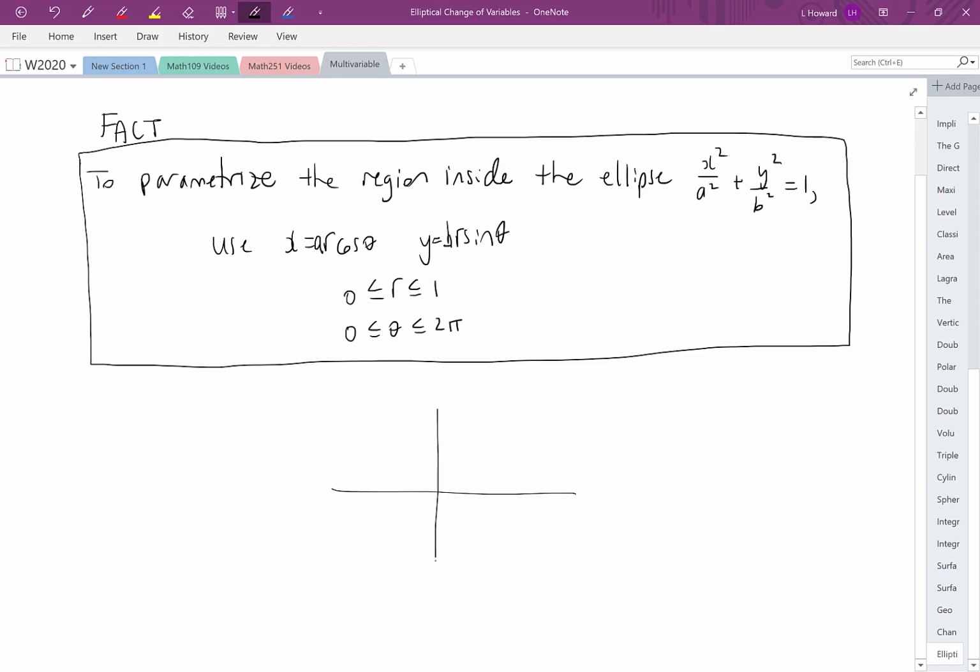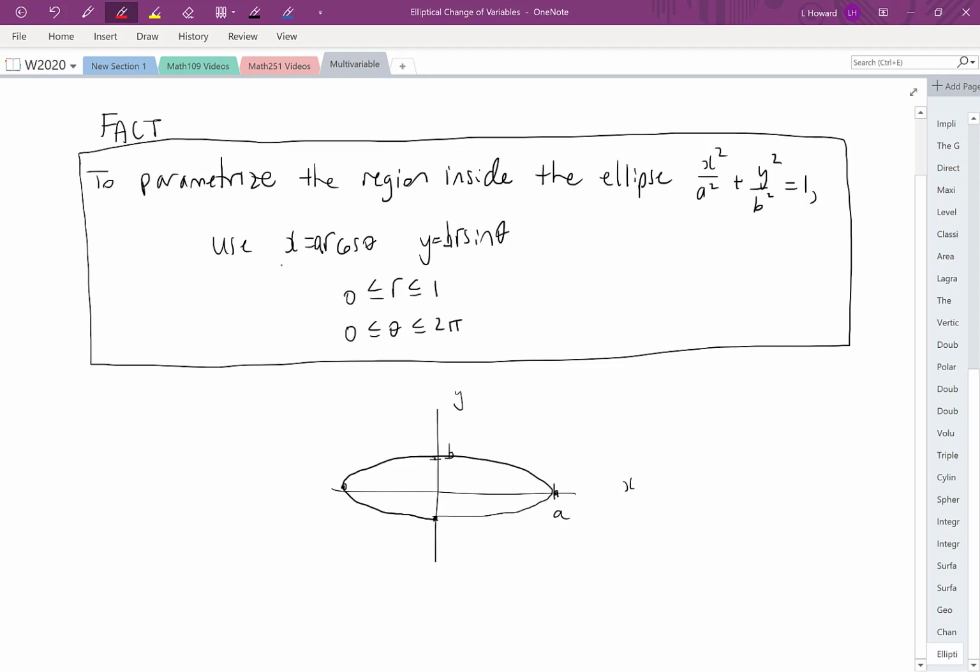So we've got this ellipse, x-intercepts would be plus or minus a. So let's say a is there. Y-intercepts plus or minus b, let's say b is there. And so we're getting this ellipse that looks something like that in the xy plane. And we want to come up with a way of describing all the points inside this ellipse.